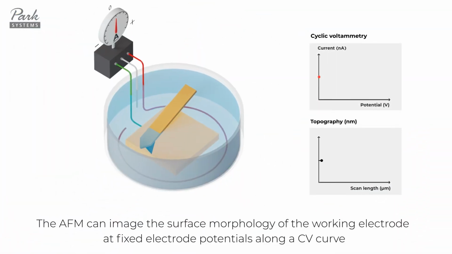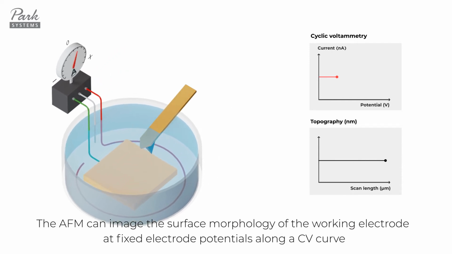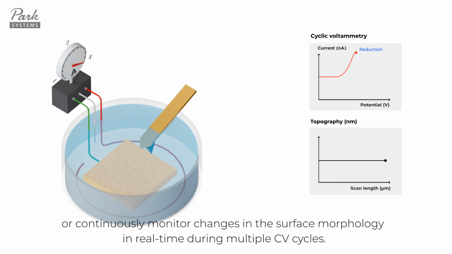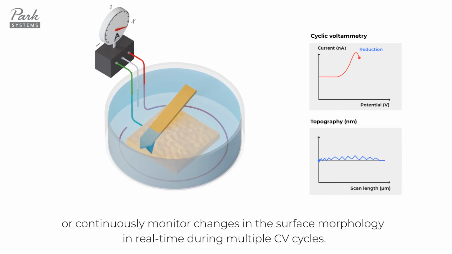The AFM can image the surface morphology of the working electrode at fixed electrode potentials along a CV curve or continuously monitor changes in the surface morphology in real time during multiple CV cycles.